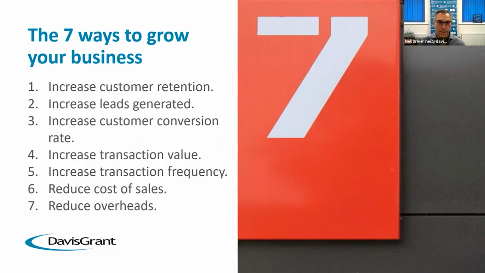The sixth way is to reduce your cost of sales or your variable costs. Now, can you get better supplier terms? Can you increase your efficiency or reduce your wastage rate? And finally, reduce your overheads or fixed costs, which we just looked at in one of the causes of poor cash flow.